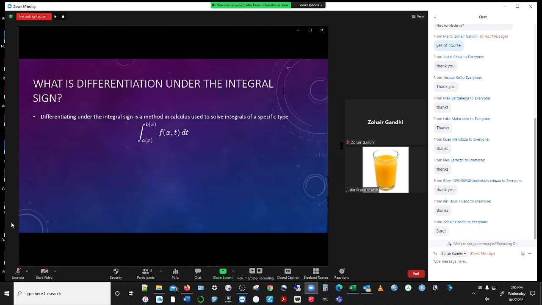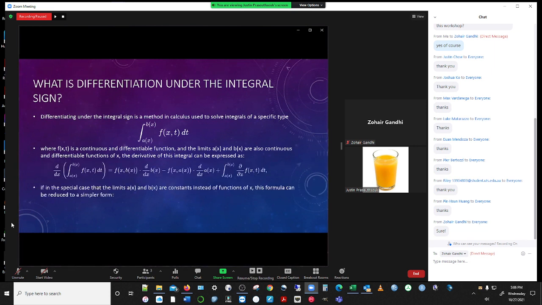This rule states that for an integral from a as a function of x to b as a function of x, of a function in terms of x and t, where the function in terms of x and t is continuous and differentiable, and the limits are also continuous and differentiable, the derivative of this integral can be expressed as this.